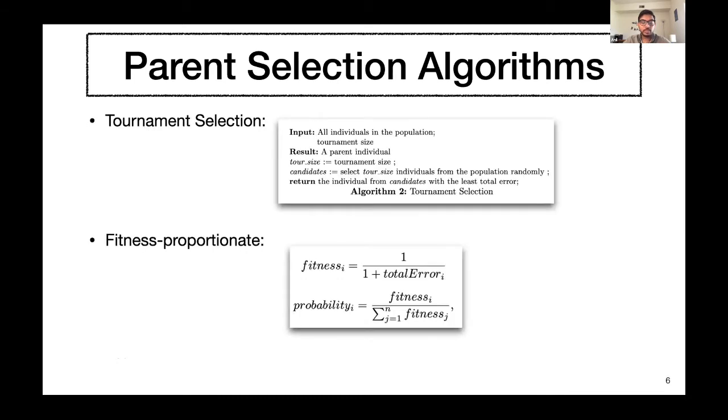In tournament selection, with a given tournament size T, for each selection event, T number of individuals are randomly chosen, and then the individual with the least total error is selected as a parent. In fitness proportionate selection, every individual in the population has a probability of getting selected as a parent, which is given by this formulation. So fitness of individual i is the inverse of the total error, and its probability is its fitness divided by the fitness of all other individuals.